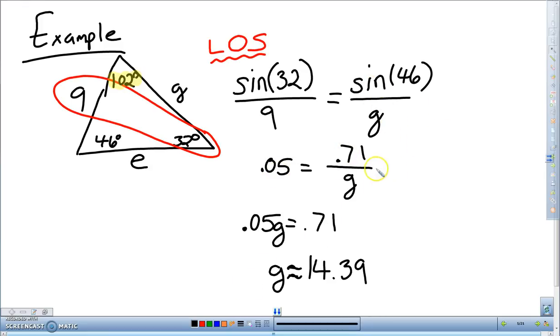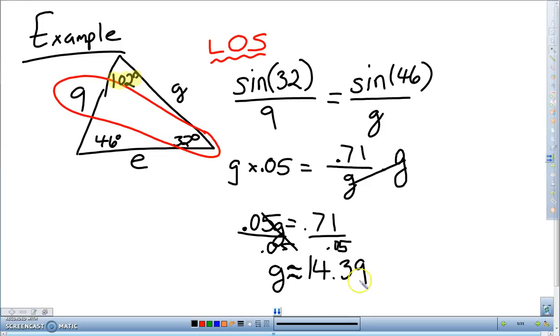Then to solve for g, remember we're going to multiply by g to undo that division. So I'm going to multiply by g over here. Then I got 0.05g equals this, and then we'll divide by 0.05. It's a really bad 0.05, but then I get g to be about 14.93.